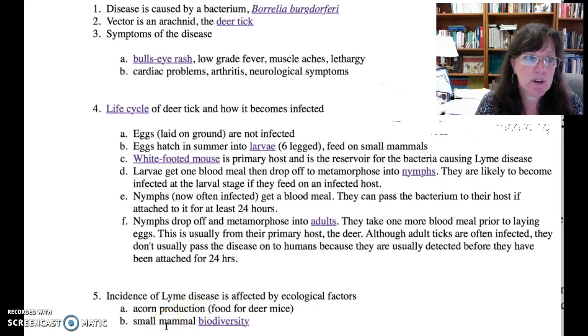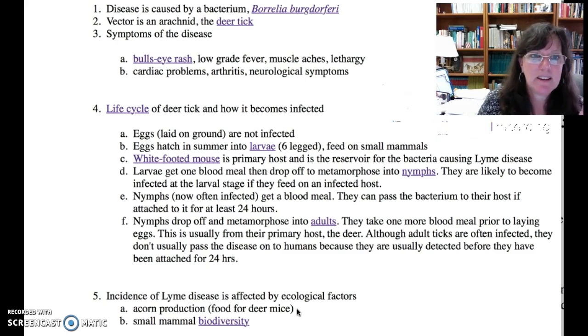So the two ecological factors that we now know affect the incidence of Lyme disease are acorn production and small mammal biodiversity. The acorn production is pretty straightforward. The deer mice eat acorns. And so when there are lots of acorns, the deer mice eat a lot and they have lots of babies, and the babies all survive. And then the next year there's tons and tons of deer mice, and they're all infected with Lyme disease. And so they can be hosts for the arachnids, and down the line humans will get bit more often.